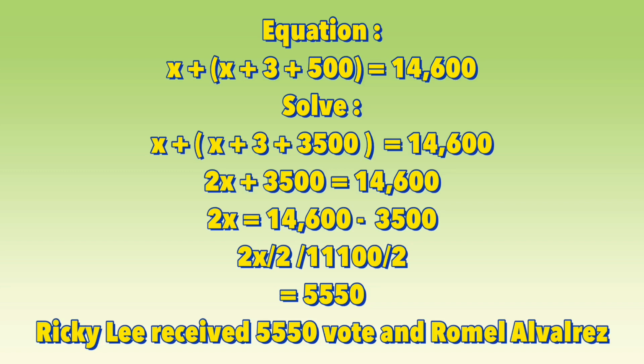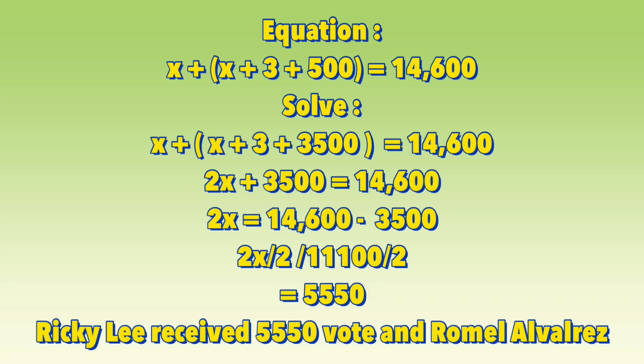Then we're going to combine like terms. X plus X equals 2X, then plus 3,500 equals 14,600. Then we're going to transpose the 3,500 to the right side of the equation. From positive it becomes negative. The left side, the remaining is 2x. Then 14,600 minus 3,500, we have 11,100. So the equation is 2x equals 11,100.